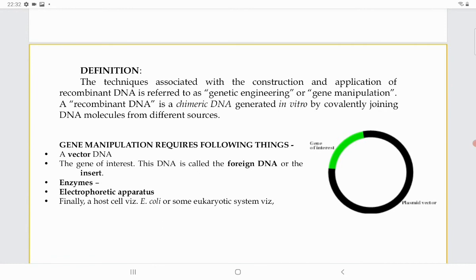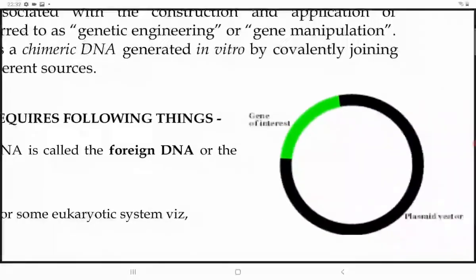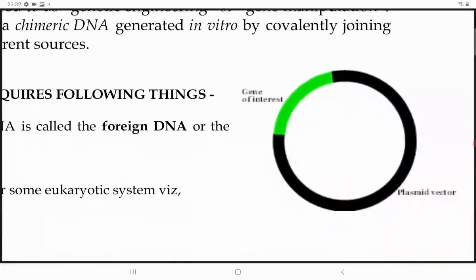So what is a recombinant DNA? A recombinant DNA is a chimeric DNA. That is, it's a mixture of two different DNA generated in vitro by covalently joining DNA molecules from different sources, like this one. This is a chimeric DNA or recombinant DNA.